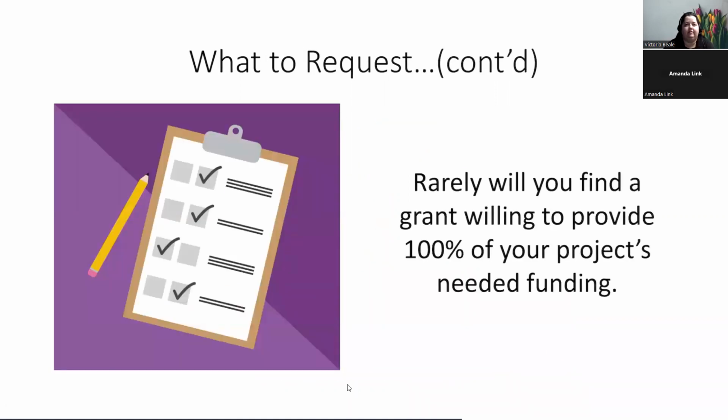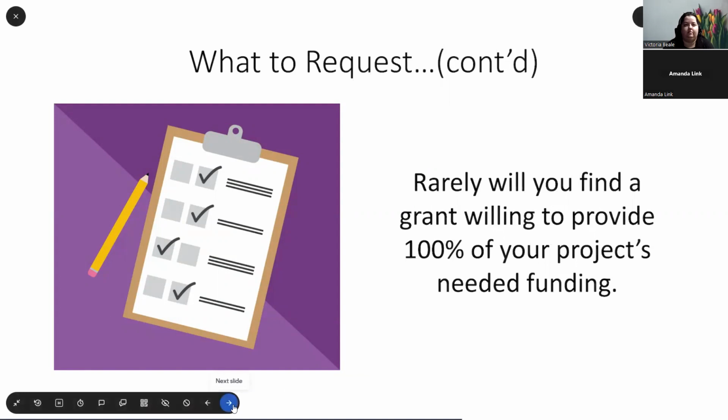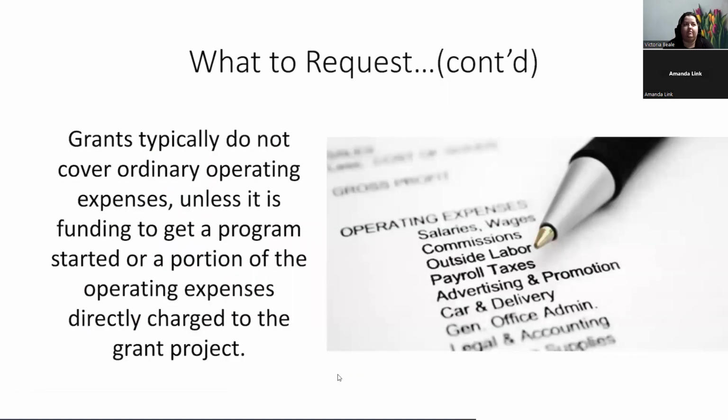Rarely are you going to find a grant that's going to provide 100% of the ask of what it is that you want to have funded. So don't expect that going into the grant. Also, grants will rarely cover ordinary operating expenses unless it's something that's being funded to get a program started. So the only time they will cover what I would consider operating expenses is when it's actually something being charged directly to the grant project.